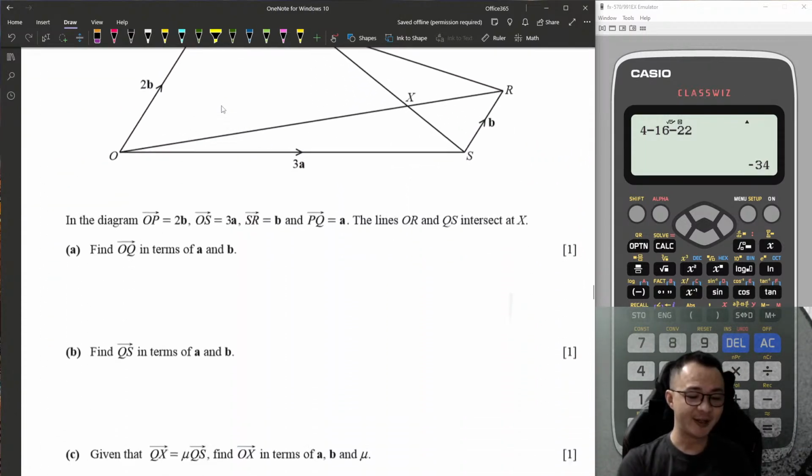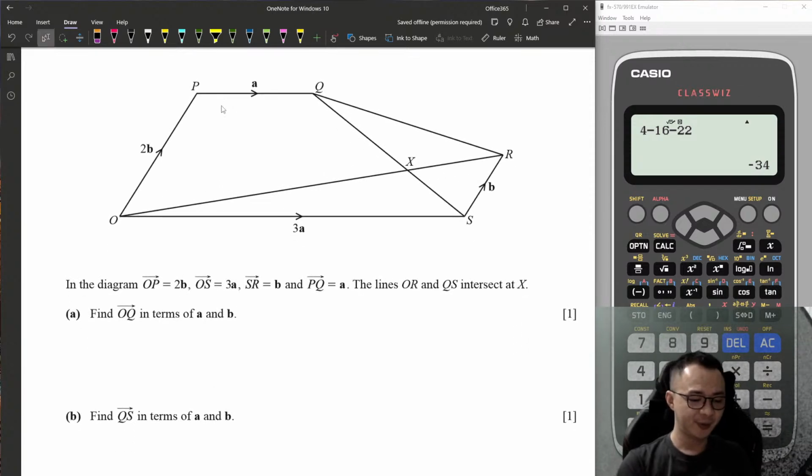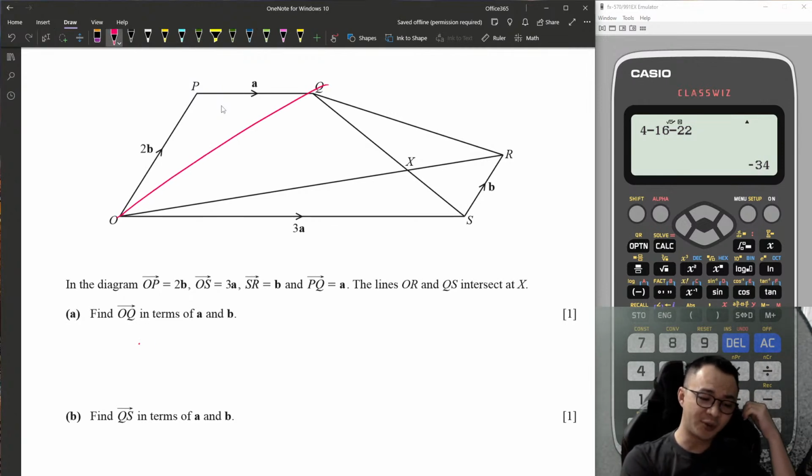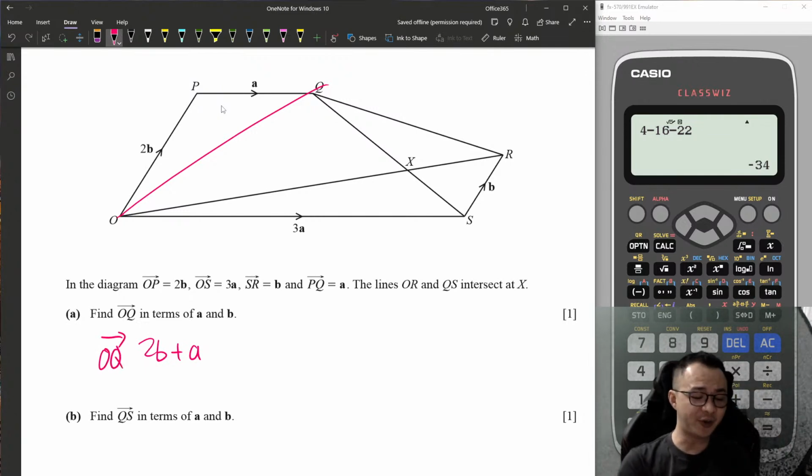Alright, number 9, vector. Okay, every information I think is stated in the diagram. So OR and OS intersect at the X. So find OQ in terms of A and B. So in order to find OQ, quite easy, right? OQ is just 2B plus A, isn't it? Done. 1 mark only.